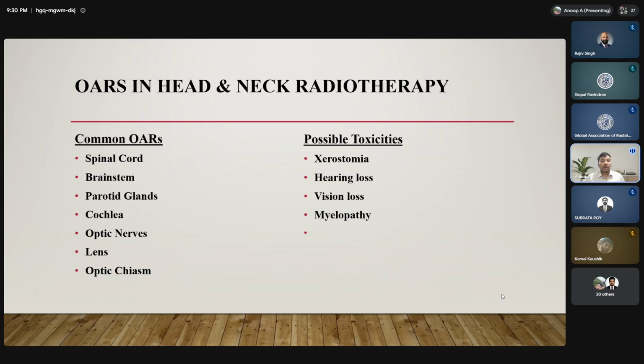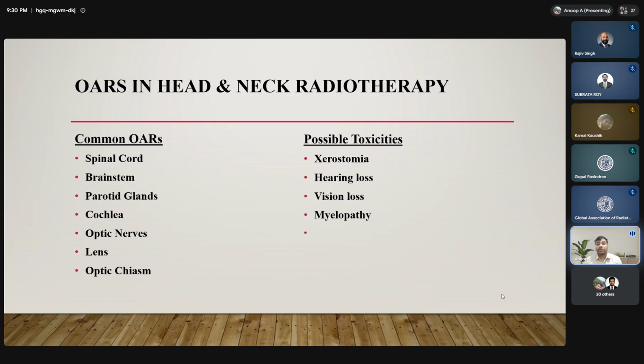Then we will discuss the common OARs in head and neck radiotherapy. In head and neck radiotherapy, common OARs are the spinal cord, brainstem, parotid glands, cochlea, optic nerves, lens, and optic chiasm. The possible toxicities are xerostomia, hearing loss, vision loss, and myelopathy.